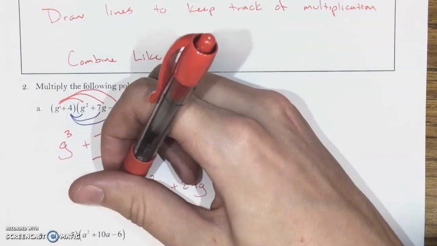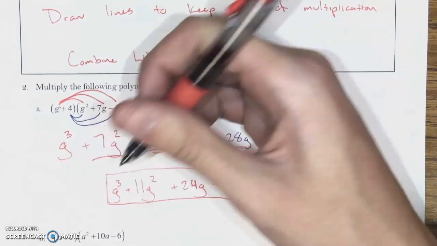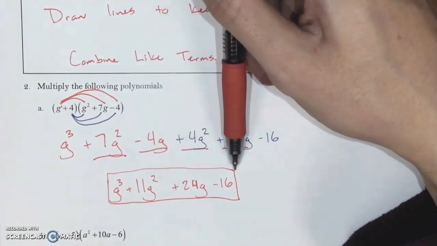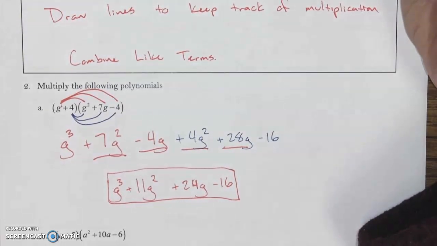Notice how I've written my solution in descending power order. This is the power of 3, power of 2, power of 1. This would be the power of 0.